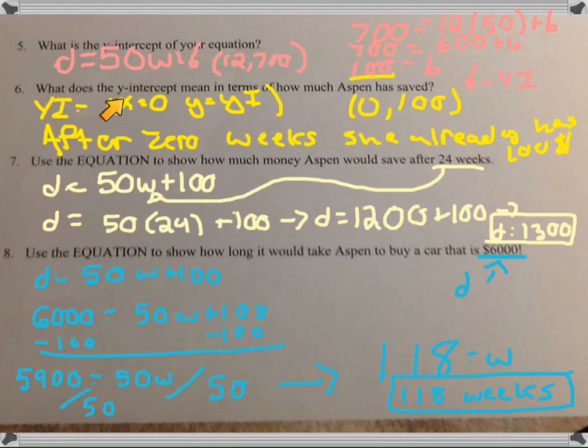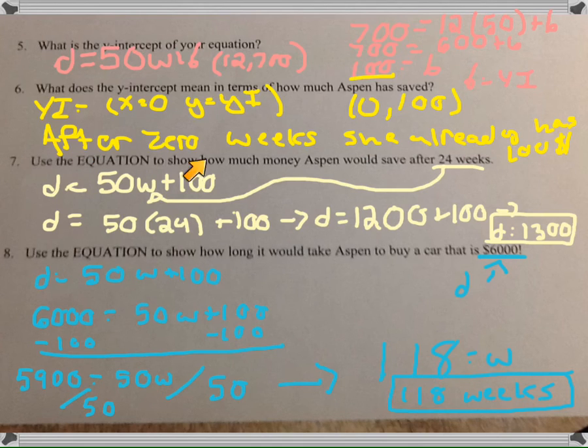The y-intercept is when x is equal to 0, and that's whatever y is equal to. That means that that is the point where the line on the graph intercepts the y-axis. So this means that the point 0, 100 is on the graph. So after 0 weeks, she already has $100, or she starts with $100.